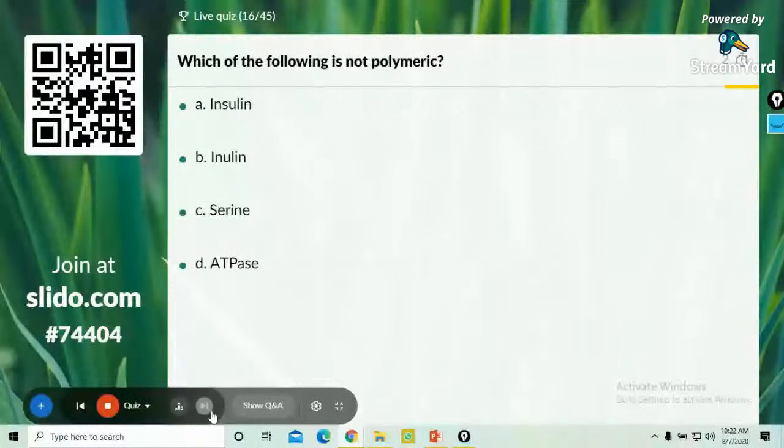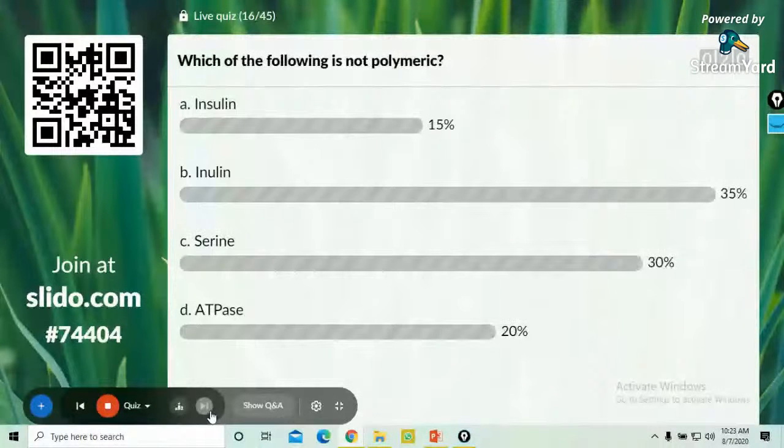Not polymeric. Listen to the word carefully. Insulin, inulin, serine, ATPase. Good. The correct answer is serine.